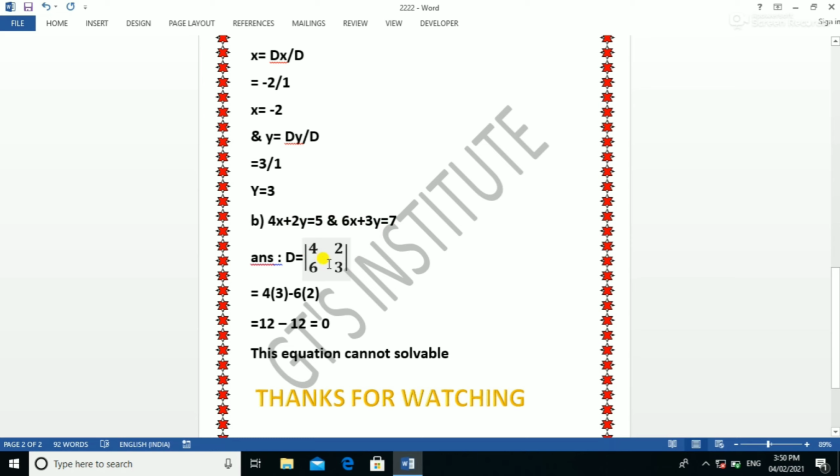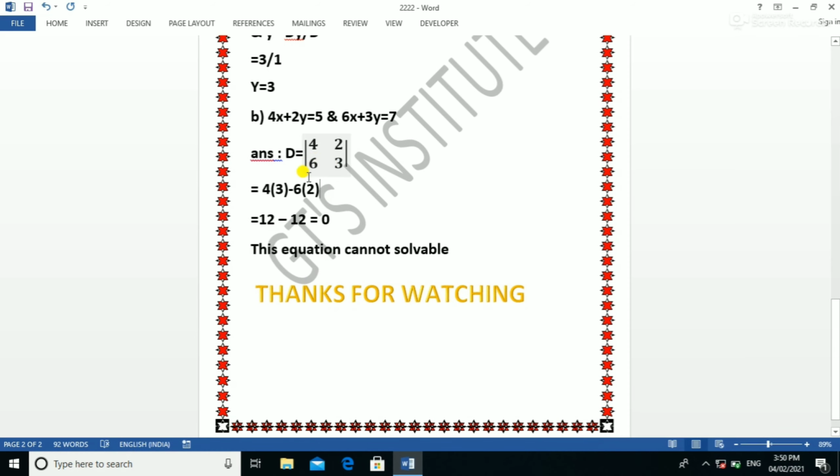Here we take the cross multiplication: 4 into 3 minus 6 into 2, which is equal to 12 minus 12, which is equal to 0. Here determinant D is equal to 0. Therefore we cannot find the values of the variables x and y, because if D is equal to 0, then in our formula x is equal to Dx upon D, the value of D is 0. Therefore x would be infinity, that means an indeterminate form. Then we cannot find the values of x and y.